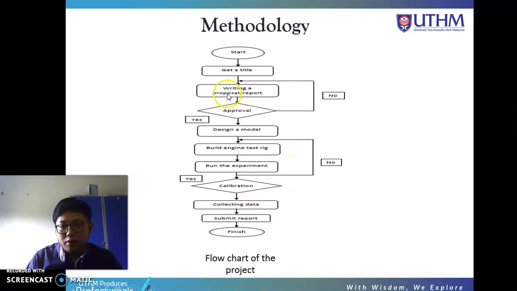So this is the flow chart of the project. Starting is get a title, and then writing a proposal and approval from the lecturer. After that, design a model, build the engine test rig, and run the experiment. And then calibration. After that, collecting data and submit report.